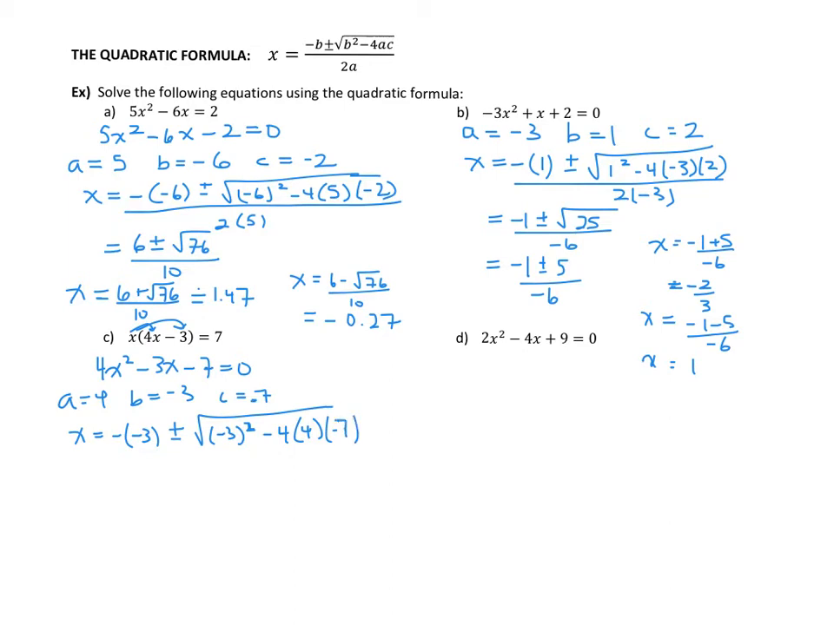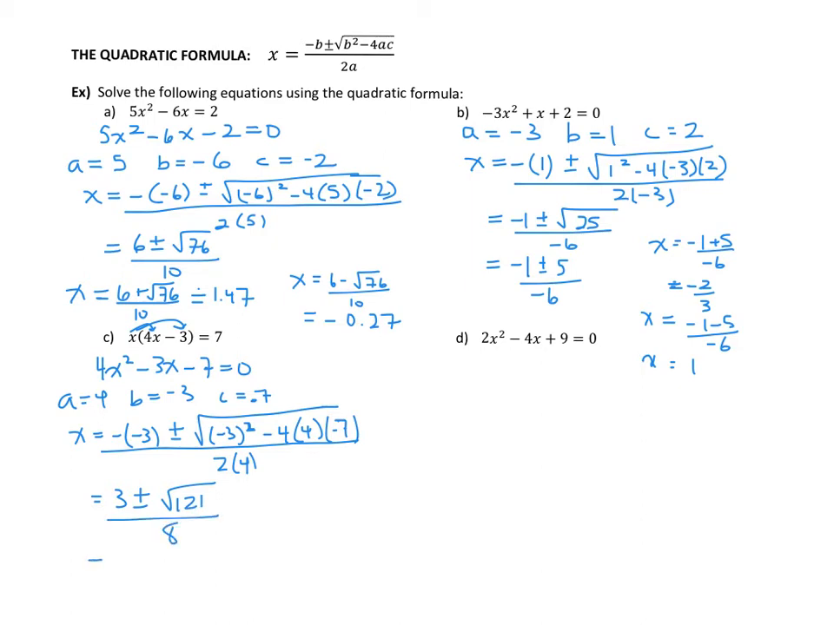I drop the negative there, all divided by 2 times 4, 2a. So that's going to be a 3 plus or minus. So that'll be a 9 minus, so that gives me a 121. And that's all over 8.